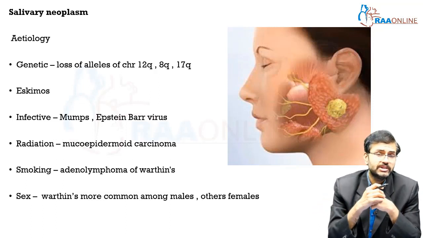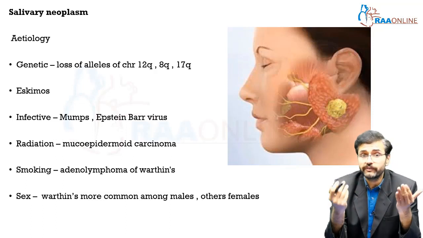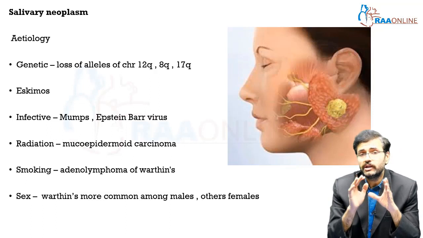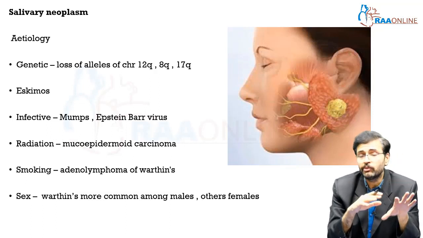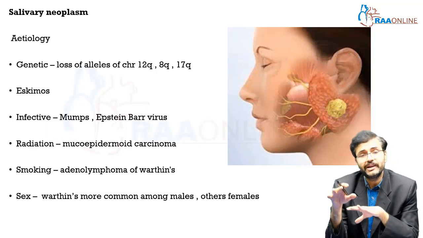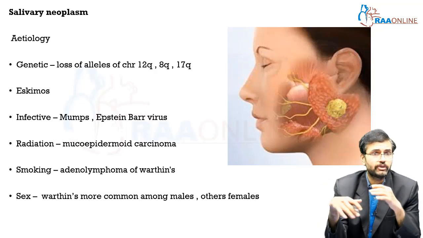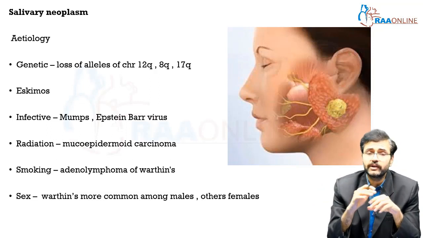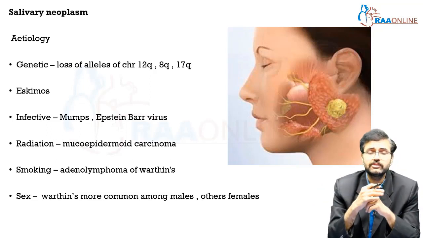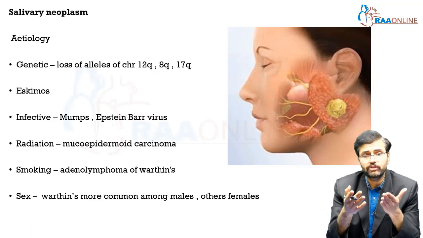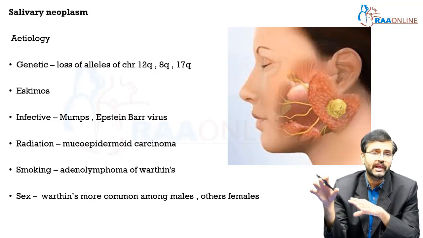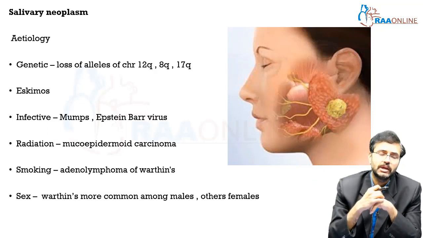For example, genetic conditions wherein there is loss of alleles of chromosome 12q, 8q or 17q are said to be associated with a number of salivary neoplasms. Eskimos, because of their diet being deficient in vitamin A, are said to be at an increased risk of having salivary neoplasms. Infective conditions such as mumps, as well as those infections caused by Epstein-Barr viruses, are known to precipitate a salivary neoplasm in an individual.